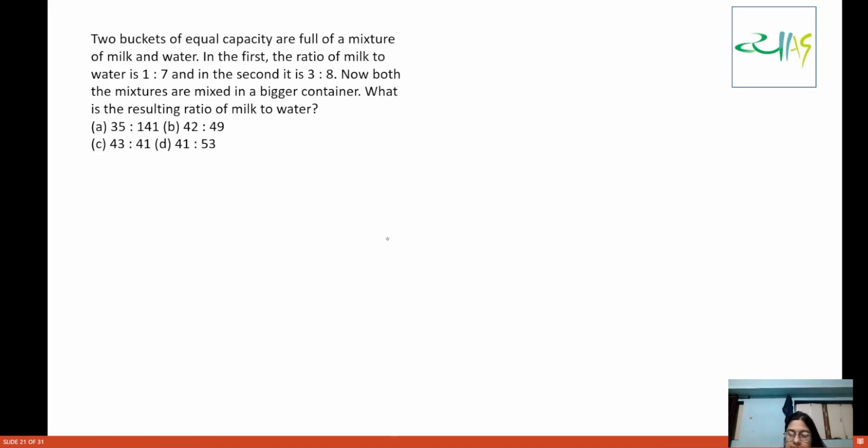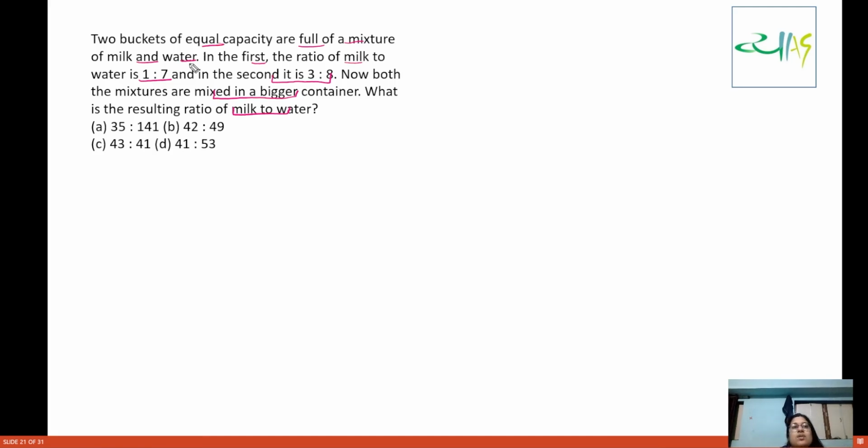Okay, now look at this question. What this question is saying, you have two buckets of equal capacity full of a mixture of milk and water. In the first, the ratio of milk to water is 1 is to 7, and in the second, it is 3 is to 8. Now, both the containers are mixed in a bigger container. What is the resulting ratio of milk to water?